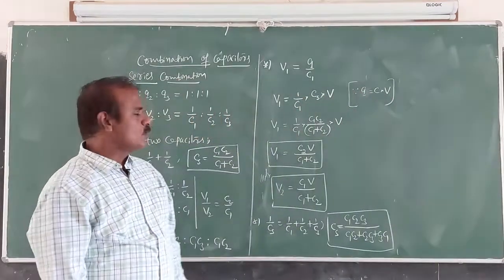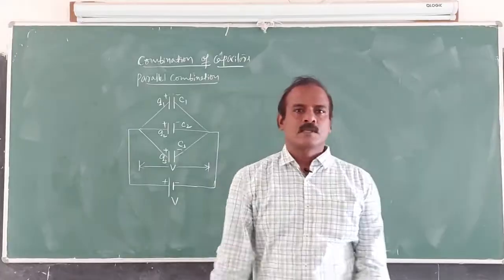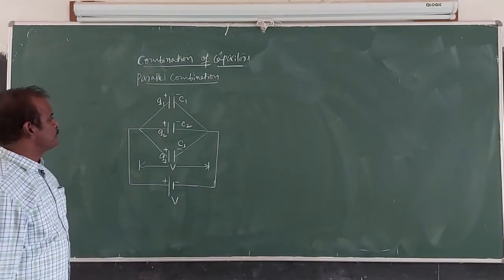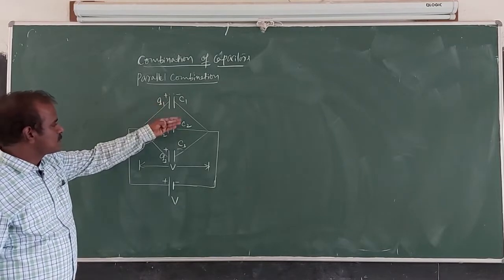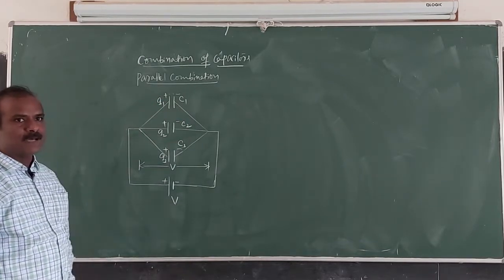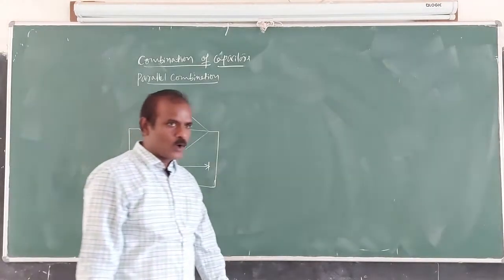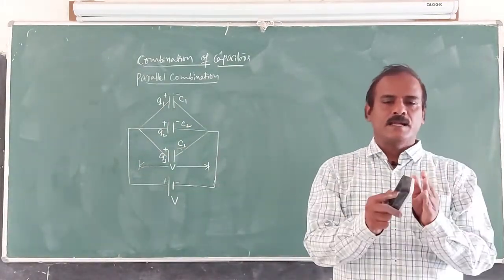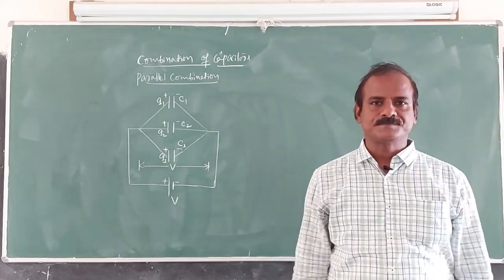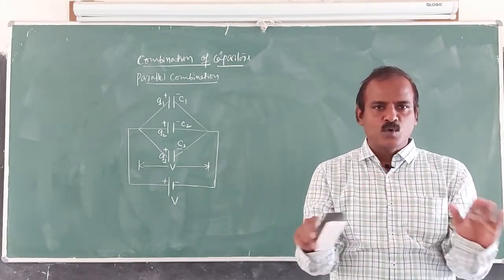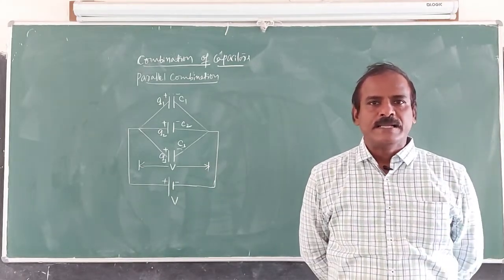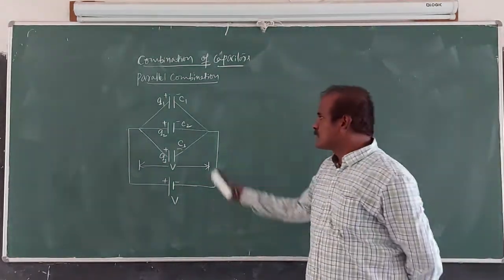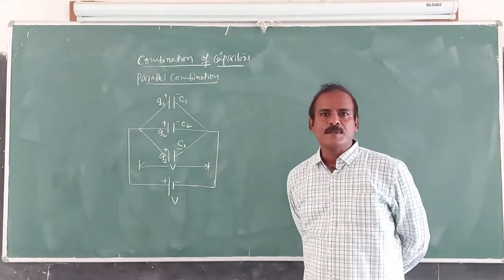Let us refer now to parallel combination. Well students, now parallel combination of capacitors. Look at 3 capacitors C1, C2, C3 combined in parallel. What is parallel combination? All capacitors are connected between the same 2 points. When you connect between the same 2 points, their PD, potential difference, would be the same. Such a combination is called a parallel combination.